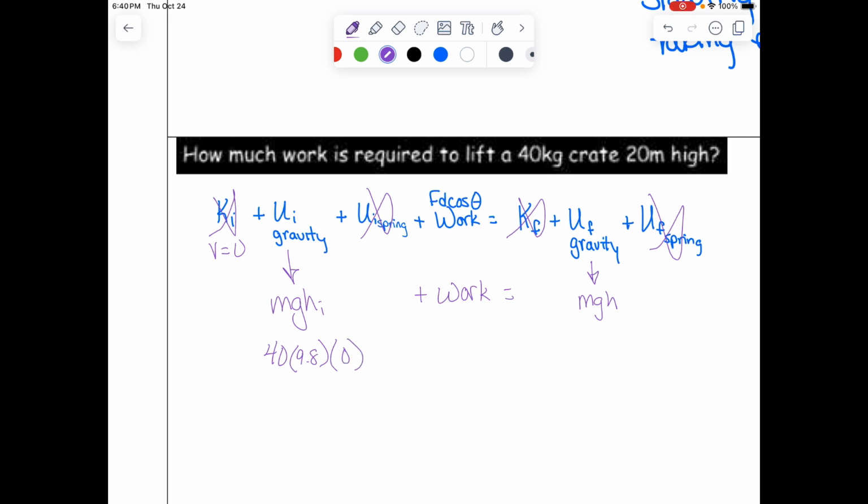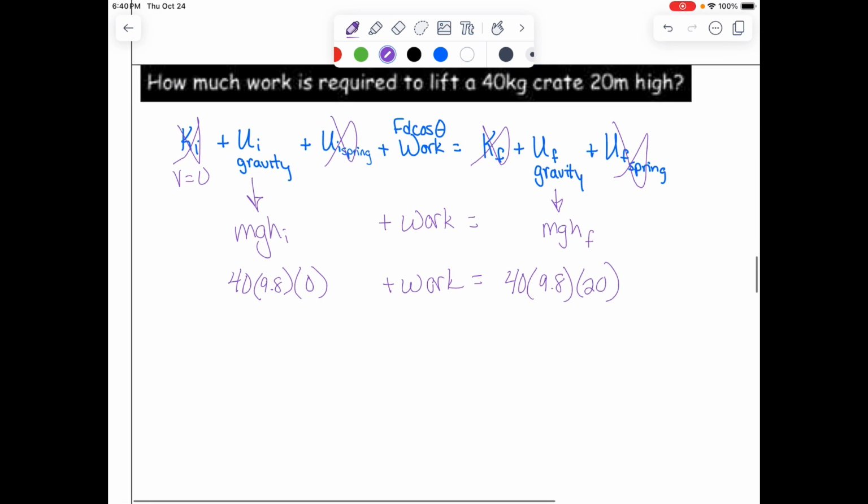0. Okay. Plus the work being done equals, again, what's the mass? 40 kilograms. What's the gravity? 9.8 meters per second squared. And how high is it at the end? 20 meters high. All right. Do your algebra and tell me how much work was done.